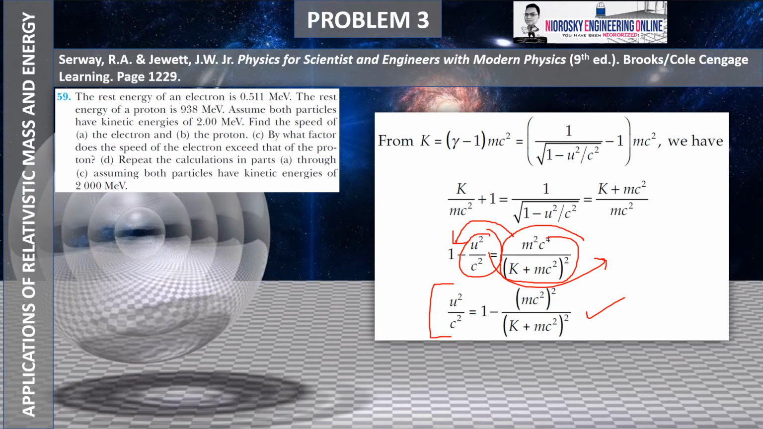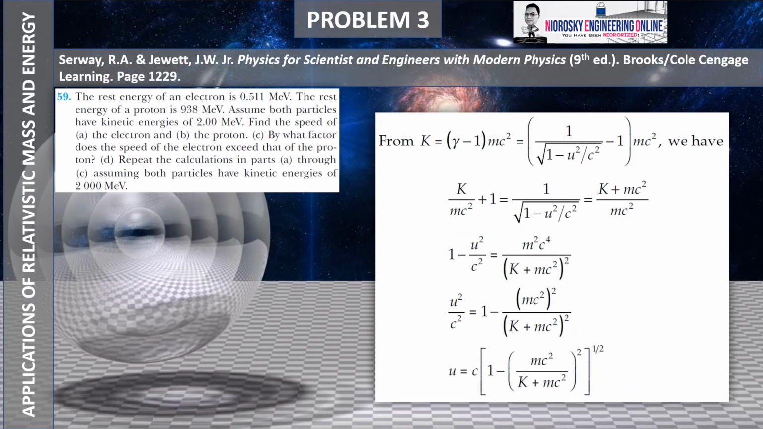After multiplying by c squared, algebra manipulation again, and taking the square root to eliminate the square of that particular velocity u, you will get this. This will be the equation that we're going to use: u is equal to c times the square root of the quantity 1 minus the quantity mc squared over K plus mc squared, raised to 2. That will be our equation to analyze questions A, B, C, as well as D. So let's take a closer look at how we apply this equation.